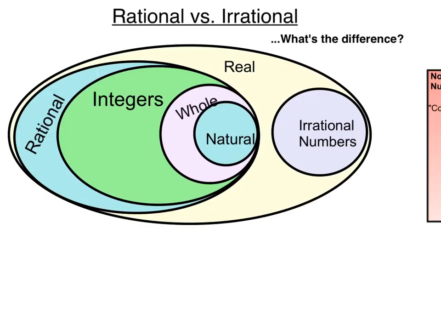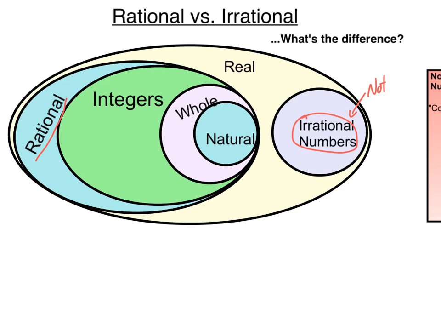All right, lastly, here is the Venn diagram, and notice what fits inside. Notice rational and irrational do not overlap whatsoever, and they don't intersect. Because remember what I said about irrational numbers, they are not rational. So if they're not rational, they can't go together.